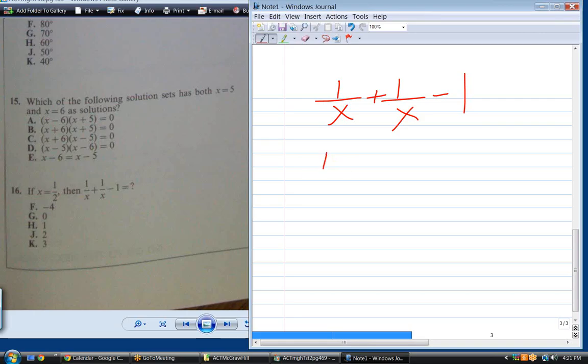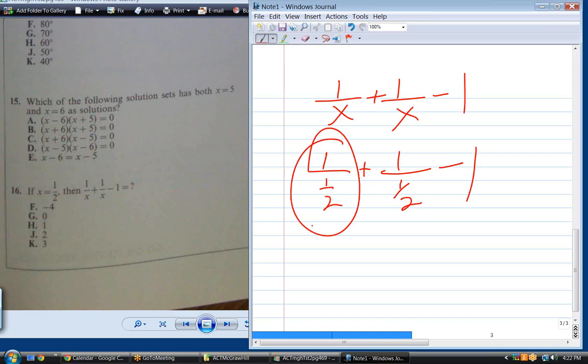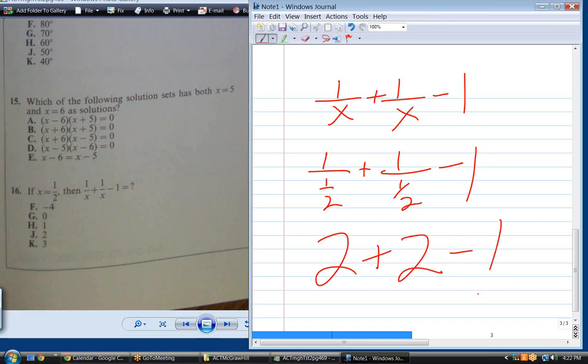1 over 1/2 plus 1 over 1/2 minus 1. Okay. What's that equal to? How do you divide by a fraction? Multiply by the reciprocal. Okay, so what's that equal to? 2. So, K. Uh-huh.